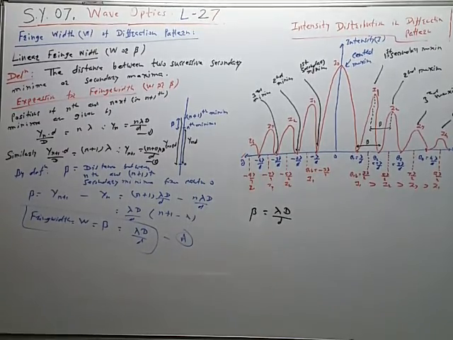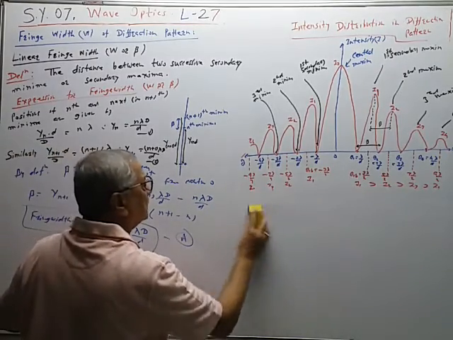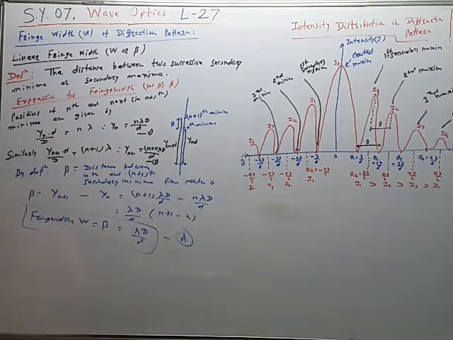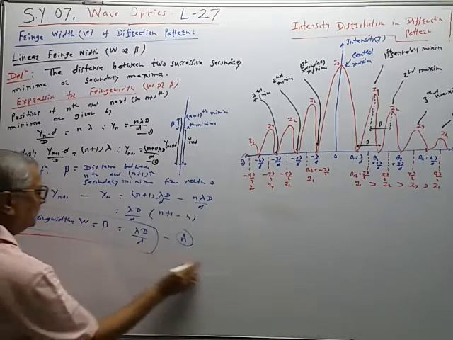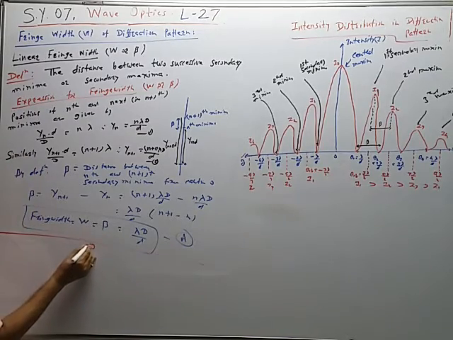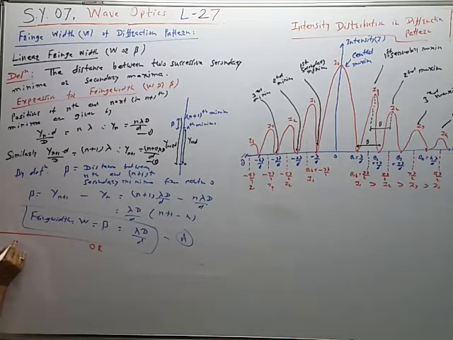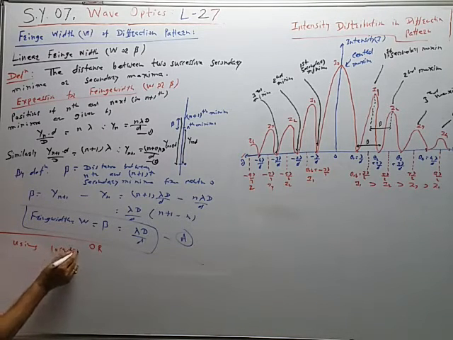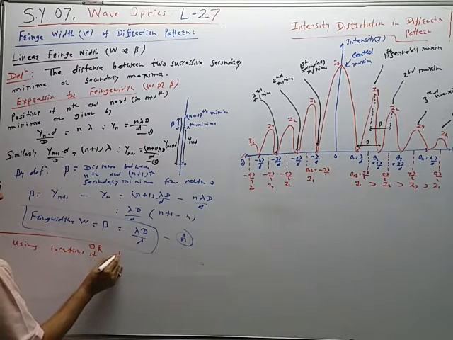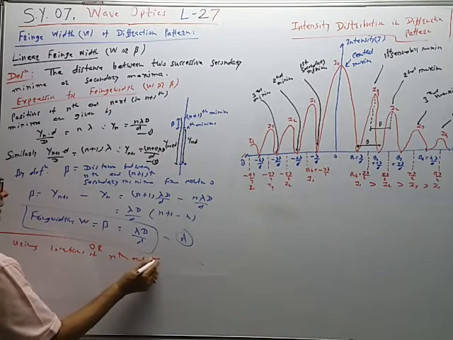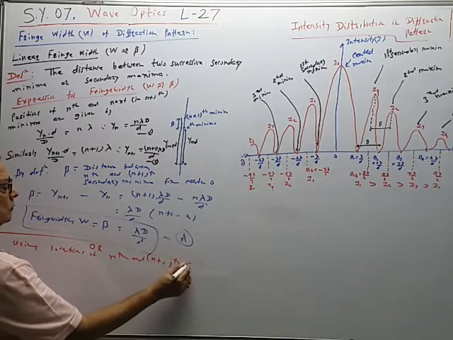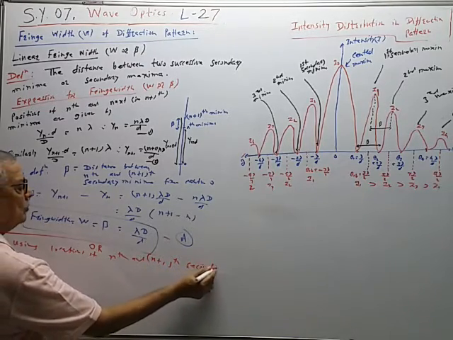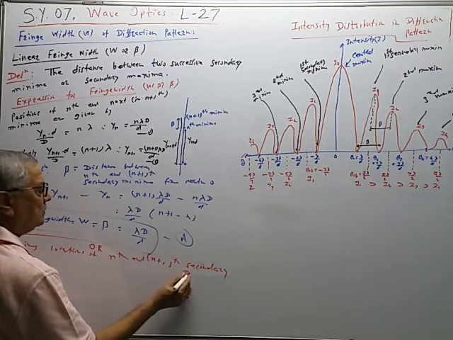Now, one more method: using the dark band, using the bright band, or using the locations of the nth and (n plus 1)th secondary maxima.